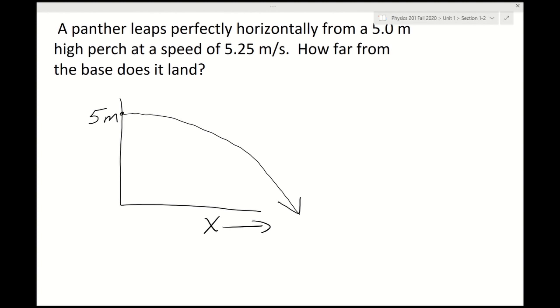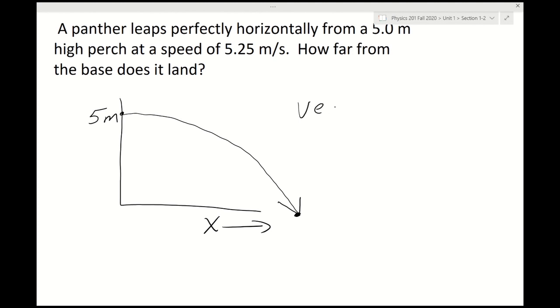The motions, horizontal and vertical, are completely independent with one exception: time. The time that it takes for the panther to move downward 5 meters is the same as it takes for the panther to move horizontally some distance that we don't know, but we're trying to find. So essentially we use two separate types of motion that are simply connected by time.